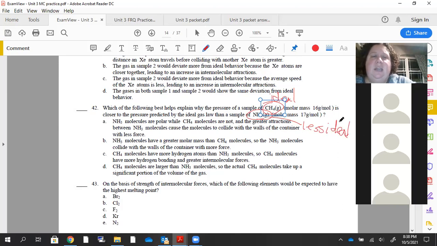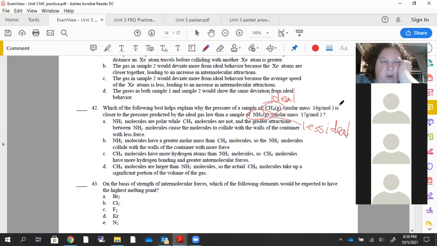Even before I look at my choices, I'm going to look at these two gases and say, well, their molar masses are really close to each other. So the size of the particle probably isn't going to make a huge difference. CH4 is going to be a nonpolar molecule. NH3 is going to be a polar molecule because NH3 has that lone pair of electrons on top. So maybe it's going to be an intermolecular force thing. Let's see what the choices are.